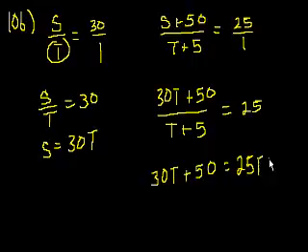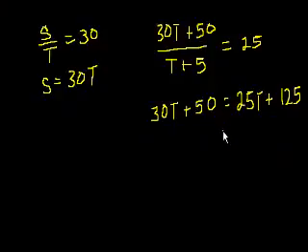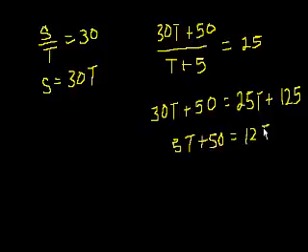25T plus, what's 25 times 5? 125. Let's subtract 25T from both sides. You get 5T plus 50 is equal to 125. Subtract 50 from both sides. You get 5T is equal to 75.